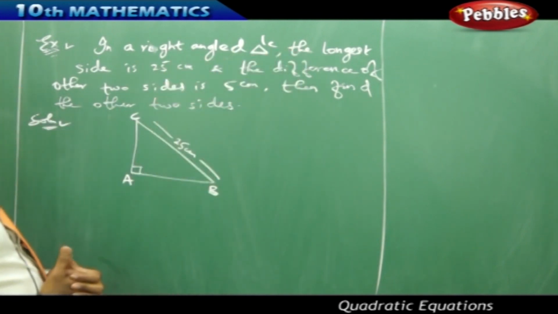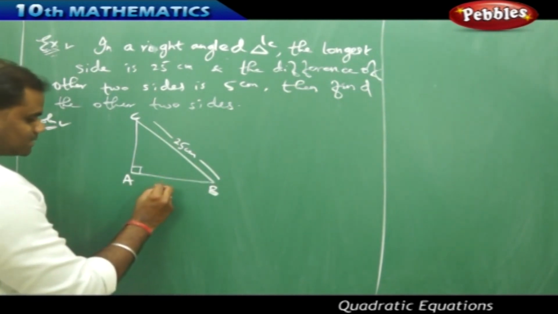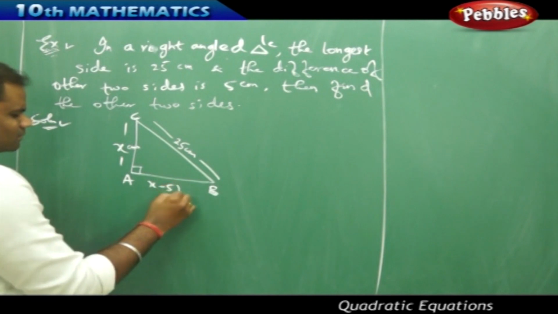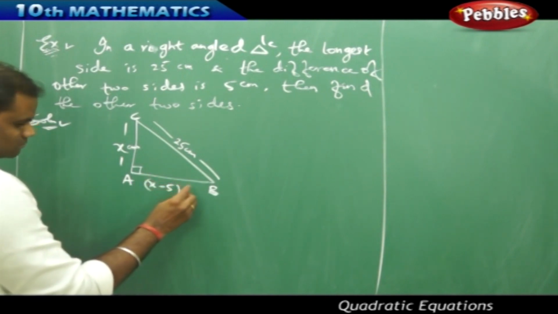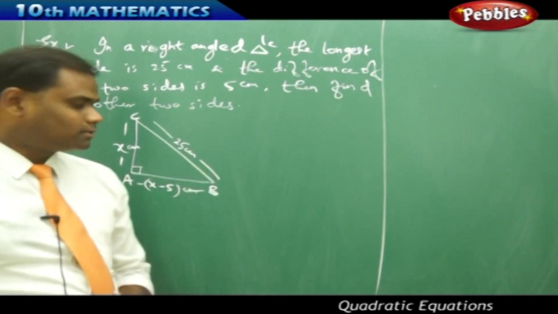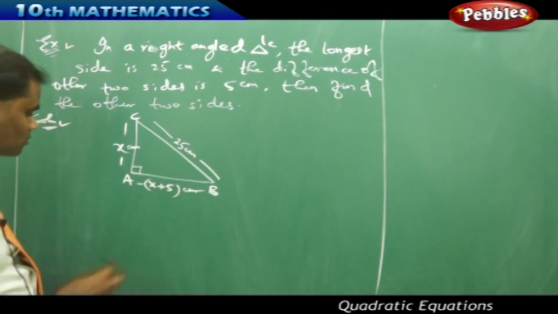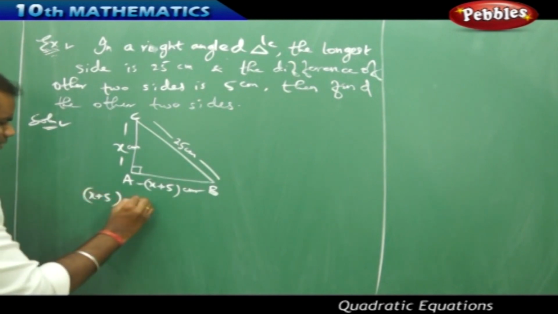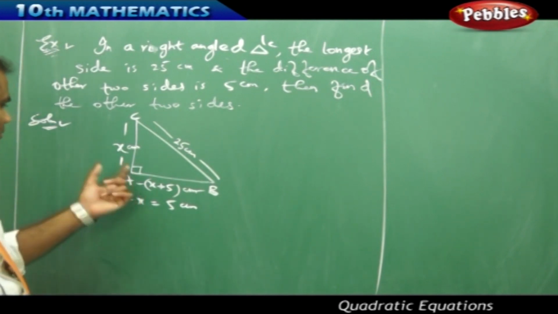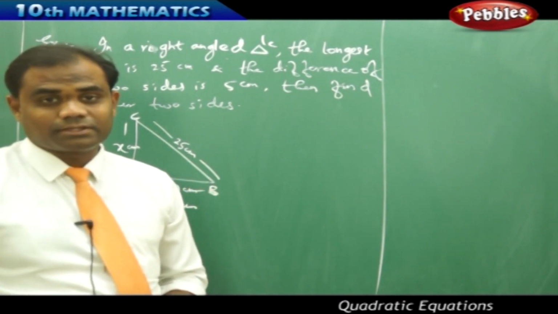It is also given that the difference of the other two sides is 5 centimeters. Therefore, if I take one of them as x centimeters, the other would be x plus 5 centimeters. So the difference is 5. One of them I take as x and the other as x plus 5, so that the difference, x plus 5 minus x, gives me 5 centimeters. This is how I get the dimensions. If one of them is x, the other is x plus 5, the difference giving me 5 centimeters.